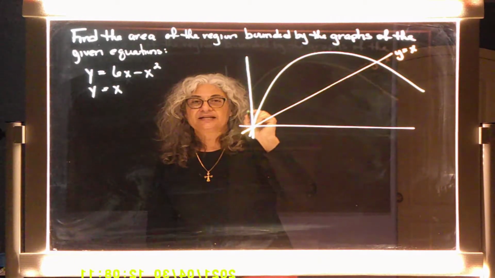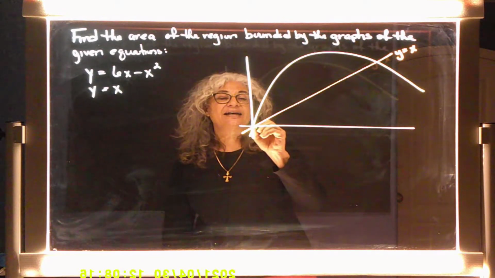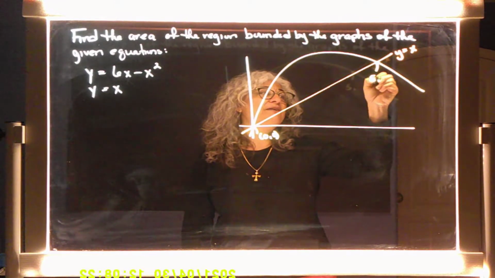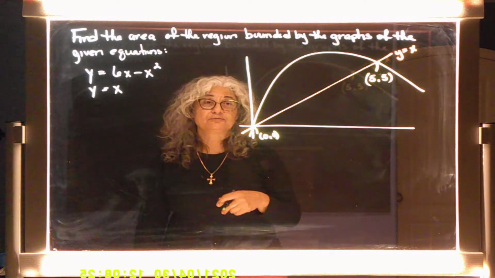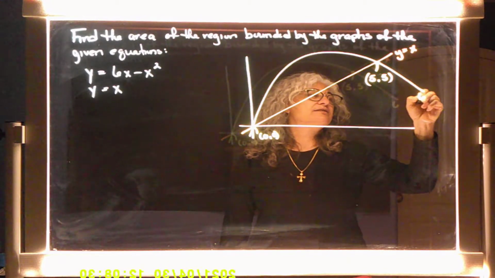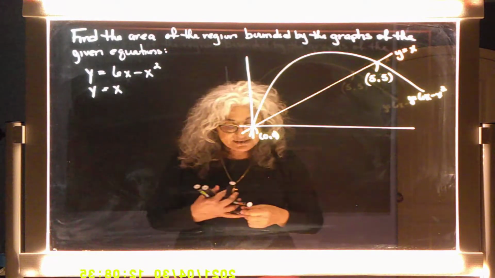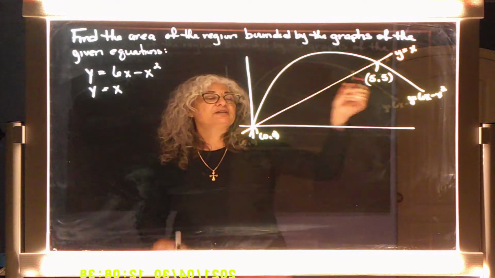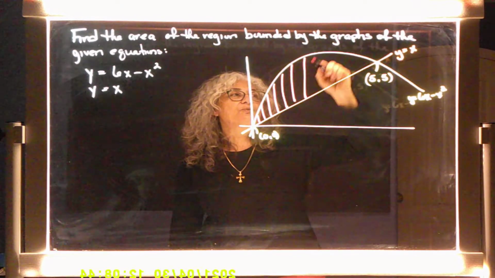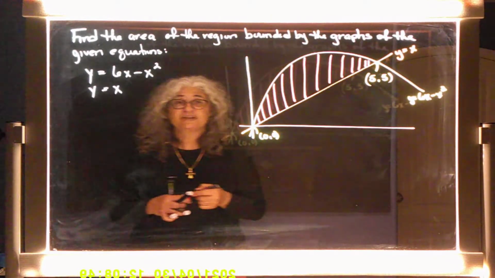noticing that the parabola facing down intersects the y equals x at the point 0, 0 and at the point 5, 5. Well, that was convenient, wasn't it? With me? Okay, so this is y equals 6x minus x squared. And they'd like me to find, just making sure it was 5, 5, they'd like me to find the area that's bounded by these two graphs. So here is the area that they would like me to find.